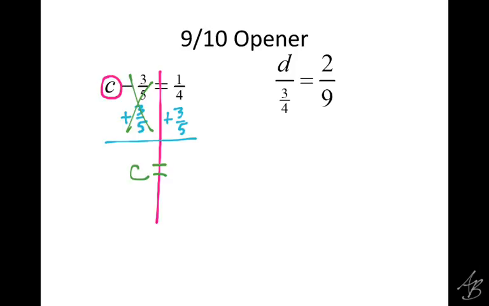20, okay. So I'm going to rewrite these. Instead of 1/4, I'm going to have something over 20. And instead of 3/5, I'm going to have something over 20. What do I multiply by 4 to make that a 20?